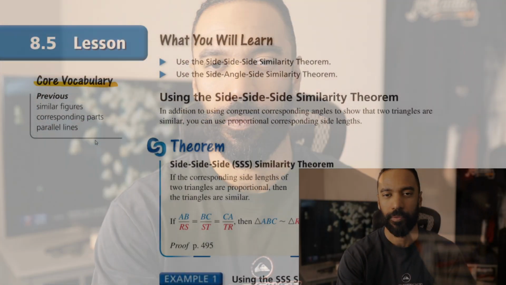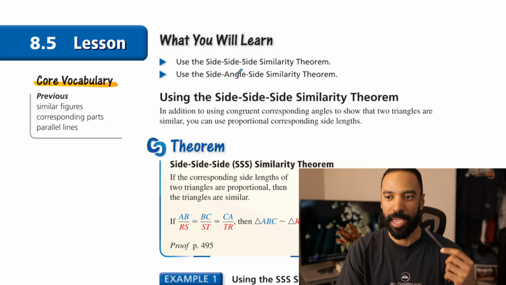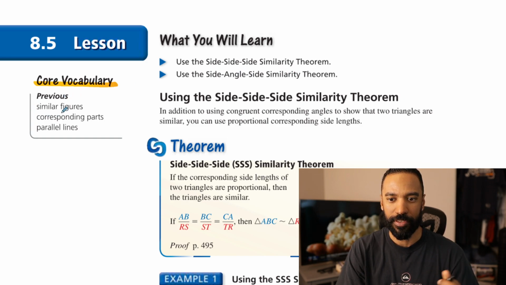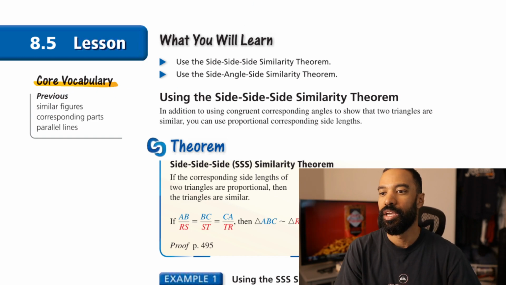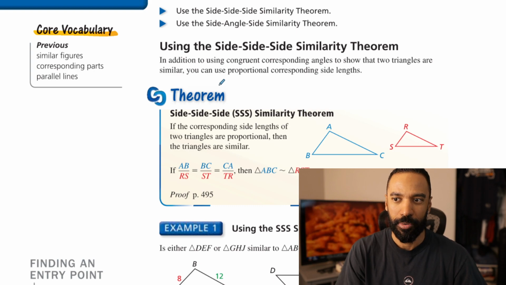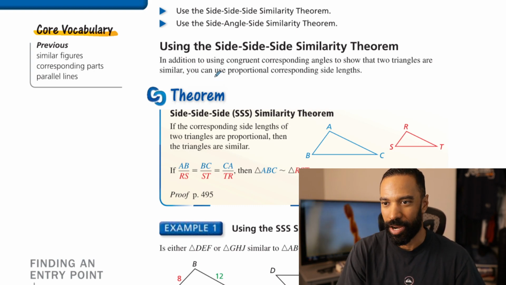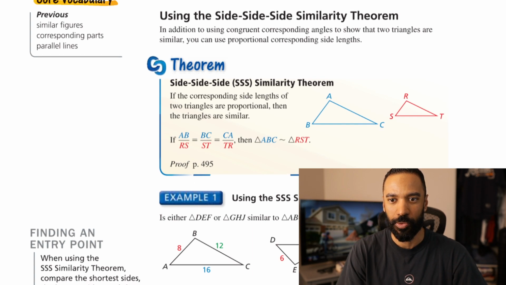Let's go ahead and take a look at what that lecture looks like to begin with. We're going to be using the side, side, side similarity theorem and the side, angle, side similarity theorem, with previous terms being about similar figures, corresponding parts, and parallel lines. So we'll see what they say about that. For 24 problems, I doubt there are too many proofs, or too many graphs, or too many constructions. I think it'll mostly be drill and kill, but they do what they do, and we'll let them do it.